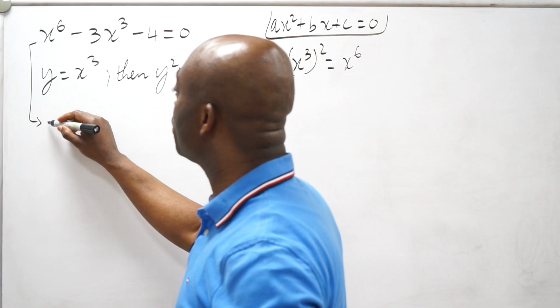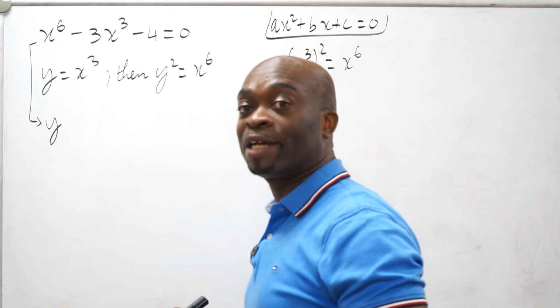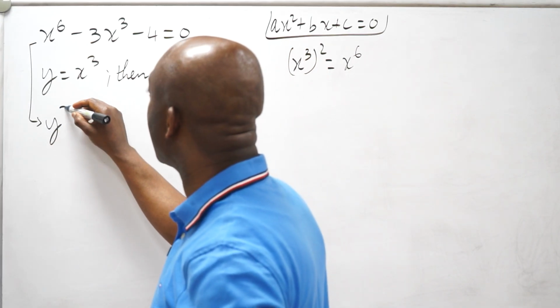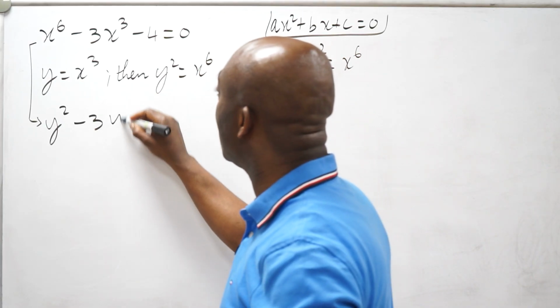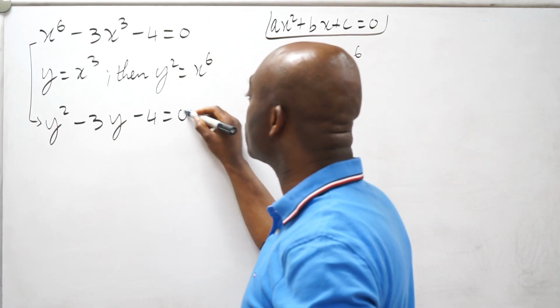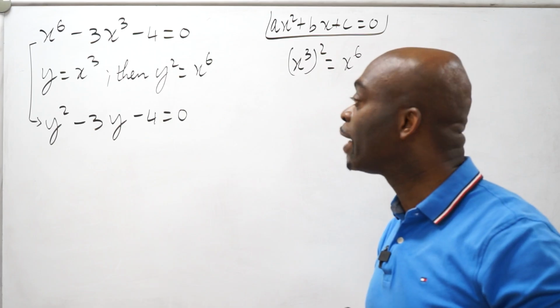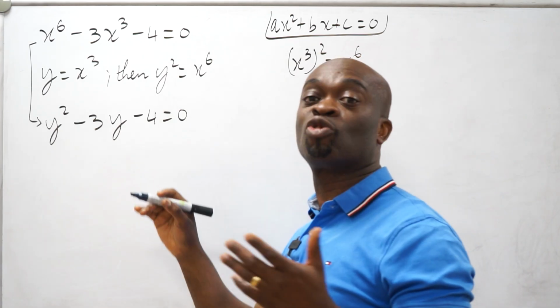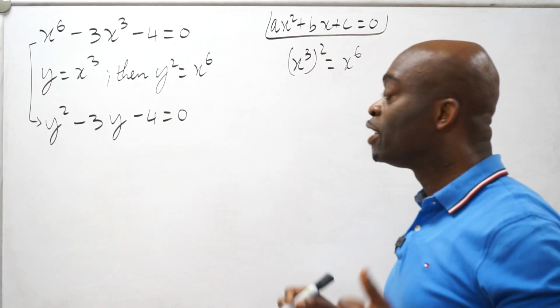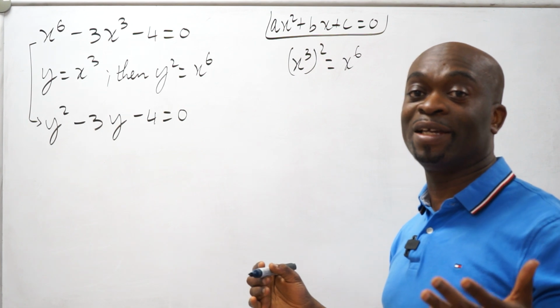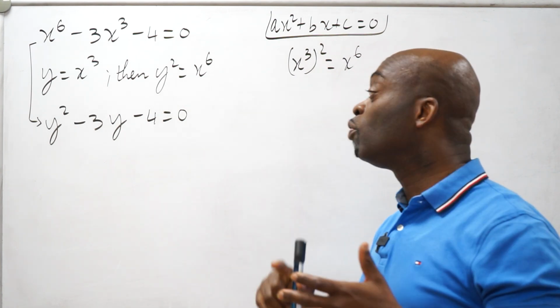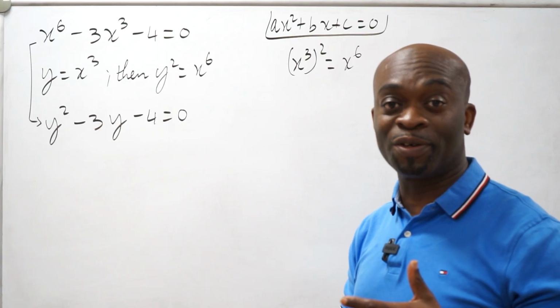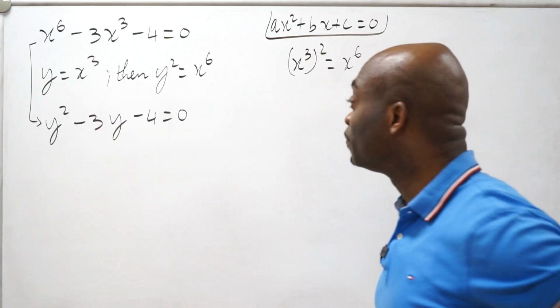So you can replace x to the power 6 by y to the second power, minus 3x to the third power, which is y, minus 4 equals 0. Okay? So you end up with a trinomial quadratic equation here. So now we can use any method to solve for it. We can use the quadratic formula. We can use the AC method to factor it. We can use anything. Okay?